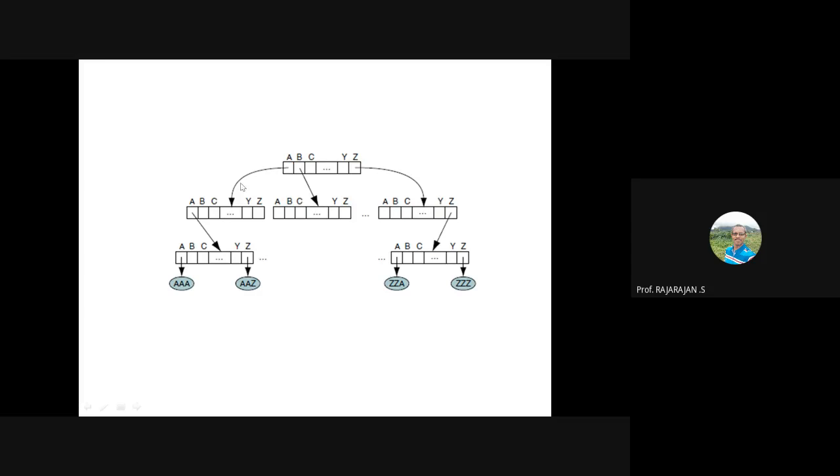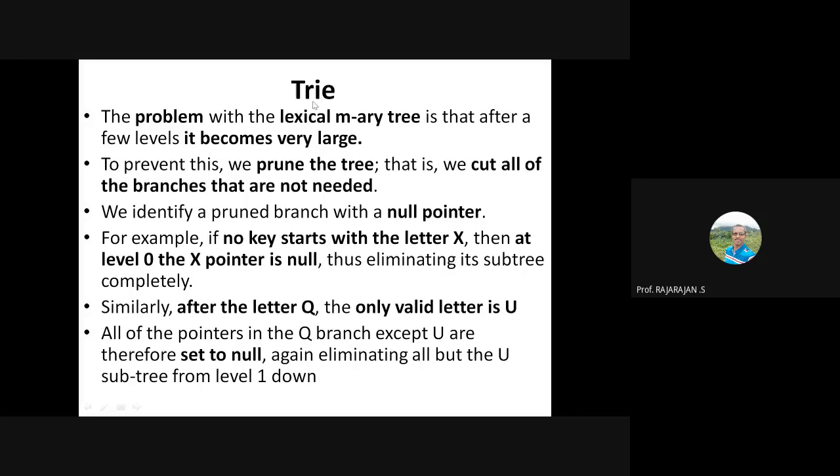So as a result, in every level, the number of nodes required will be increasing. And as a result, the overall lexical search tree will be huge. It's going to be taking a lot of memory, and also the search time will be excessively high. So we are now going to slightly adjust this to make it into something called a trie structure.